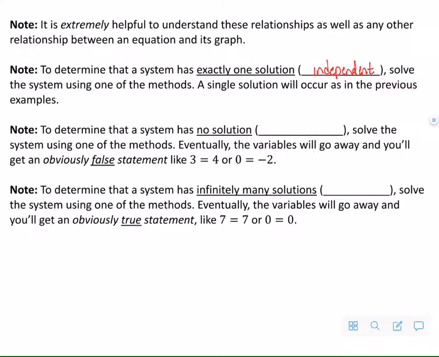What about when it has no solution? We have another, there's a single word for it. Close. Where did I write it up? Inconsistent. Very first page. Inconsistent.